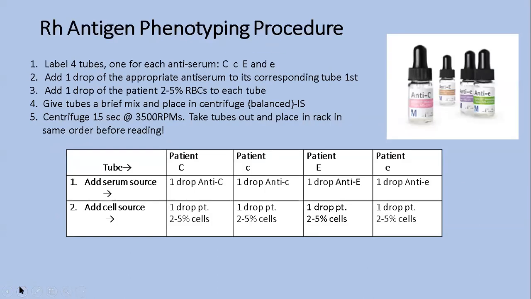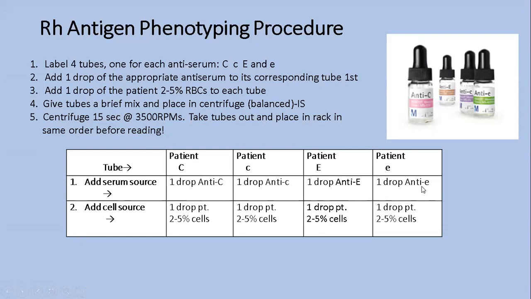So for our RH antigen typing procedure, it's really very simple. We would label 4 tubes, one for each of our antisera that we're going to test. So we have one for C, for little c, for big E, and little e. And then what we're going to do is add 1 drop of the corresponding antiserum into the tube. Okay, so 1 drop of anti-C here, 1 drop of little c, 1 drop of anti-E, and 1 drop of anti-little e.